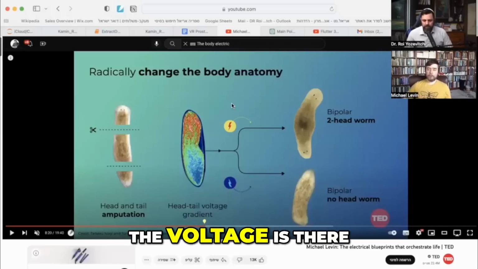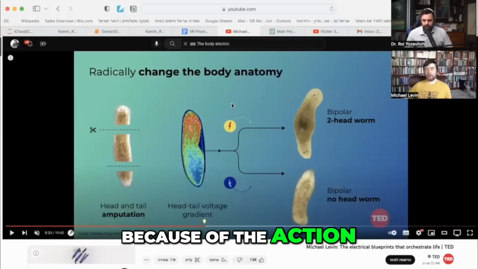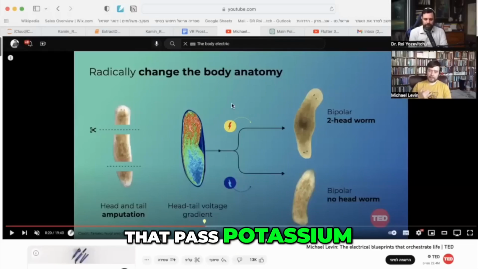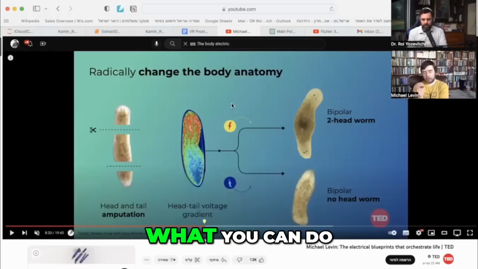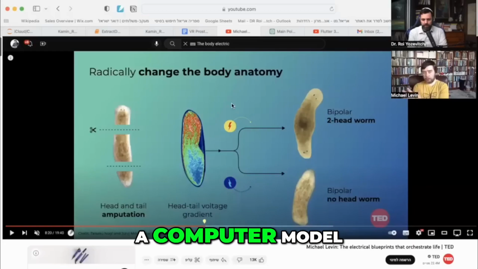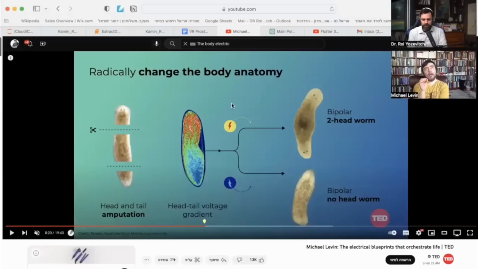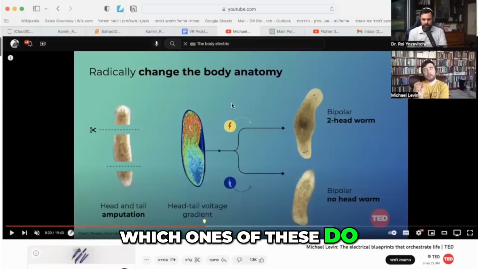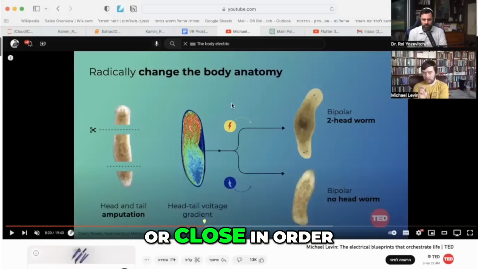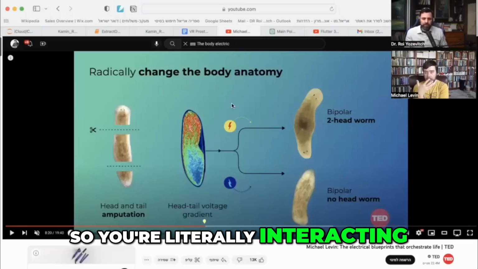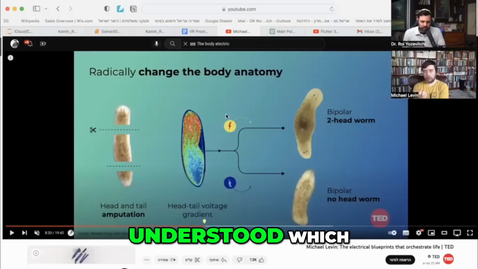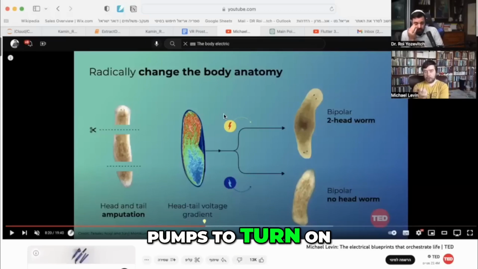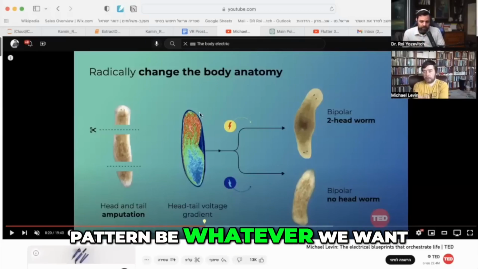Well, the voltage is there because of the action of these ion channels that pass potassium, sodium, chloride, protons, and so on. With a computer model, you can ask which of these I need to open or close in order to make the pattern be different. So literally, you're interacting with what we call the bioelectric code, the idea that if we understood which channels and pumps to turn on and off, we could make that pattern be whatever we want.